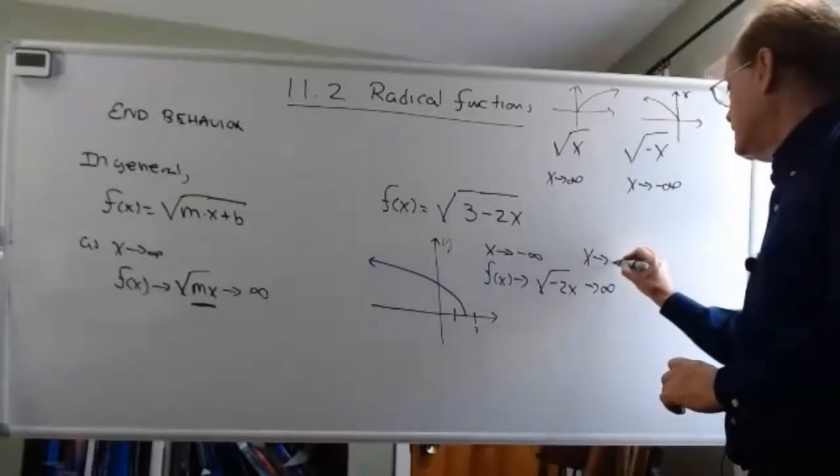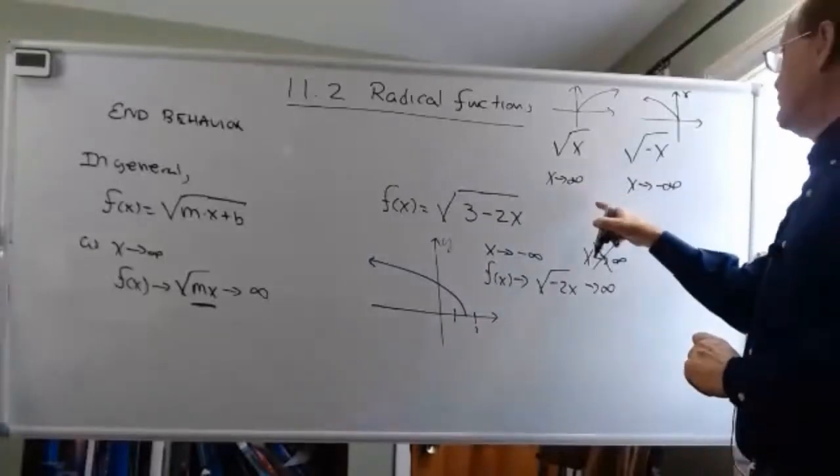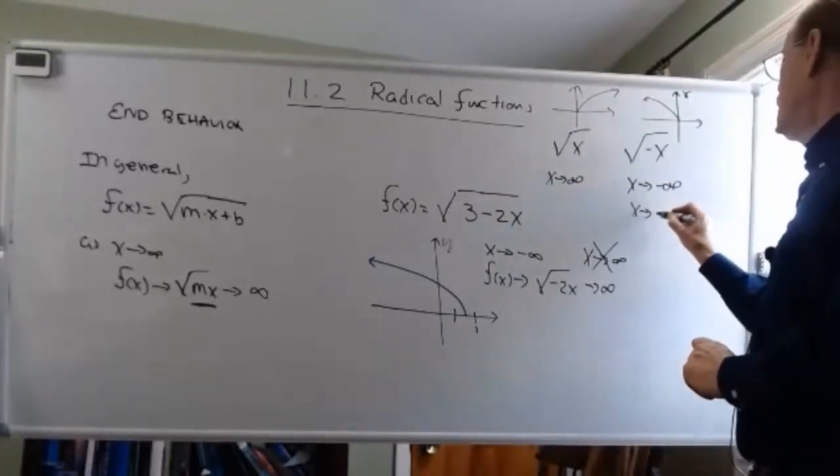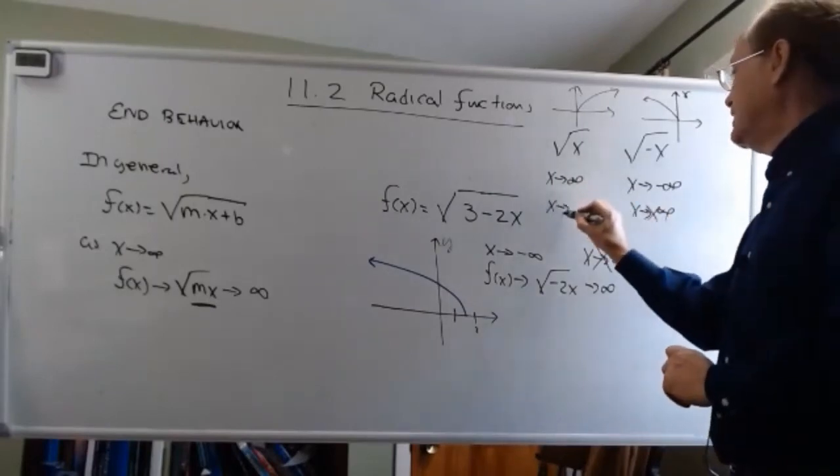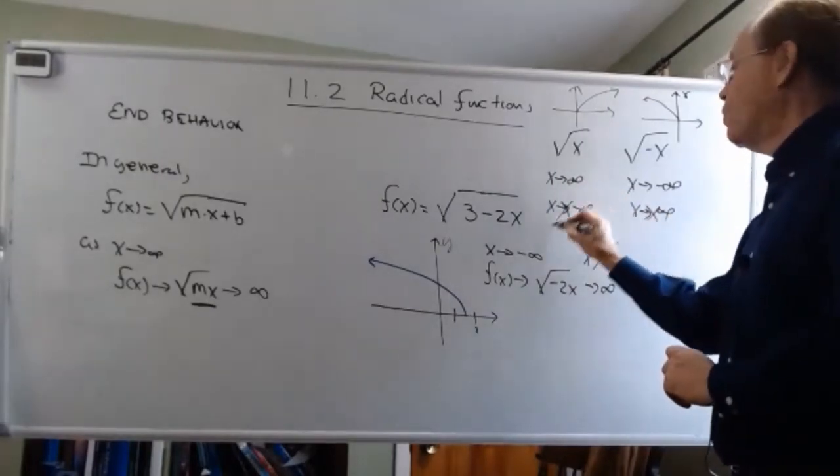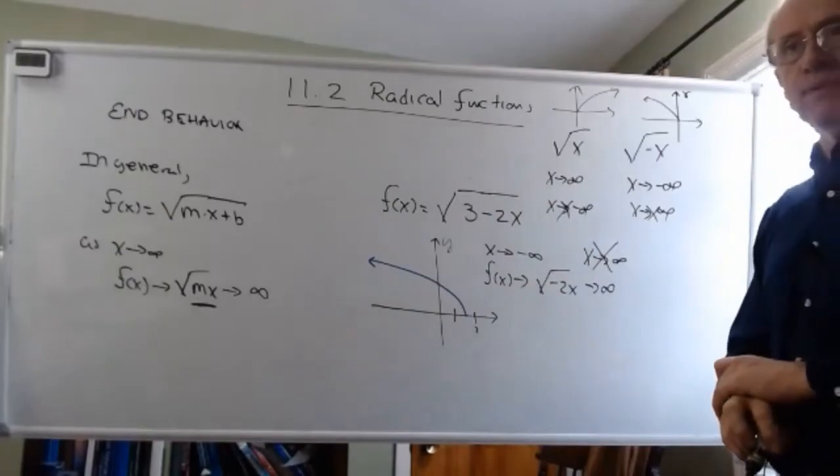Right, but when we say, as x approaches negative infinity, for instance, in this example, f of x approaches the square root of negative 2x, it would never approach infinity. For this one, it can't go to positive infinity. This one, it's not possible. In this one, it can't go to negative infinity. It's either one or the other, not both. Got it.